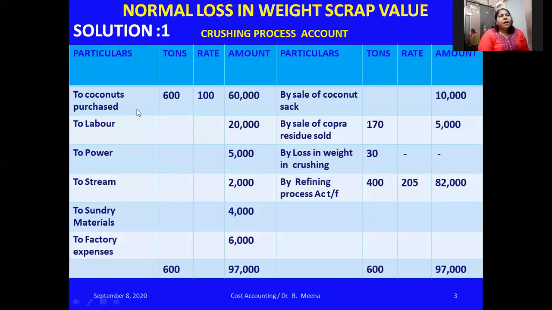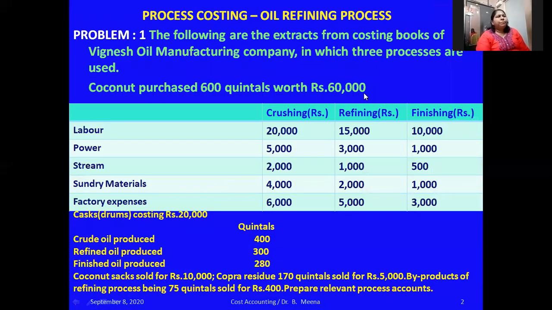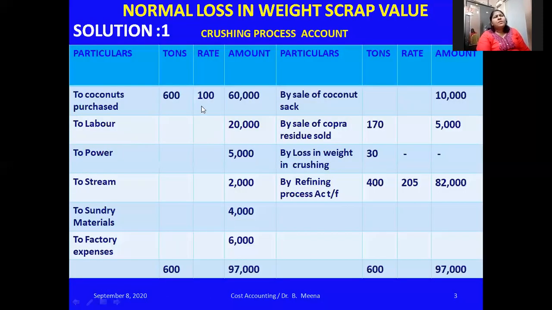Once again, I repeat, I debit the expenses along with the input given in the problem. The input for this first process is 600 quintals. The rate of that is they gave 60,000. 600 quintals, 60,000 means what is the rate? 100. And I debited all other expenses, and then I credited the incomes as per the problem given.